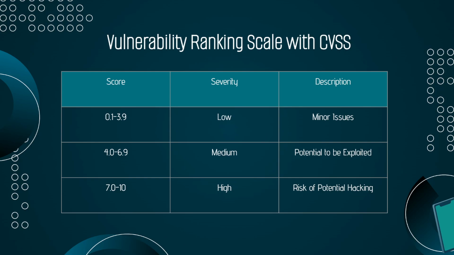Scores from 4.0 to 6.9 are medium, meaning they could potentially be exploited by attackers. And scores from 7 to 10 are considered high, representing serious vulnerabilities that could result in a full system compromise or hacking. This ranking system guided how I prioritized which vulnerabilities to address first.